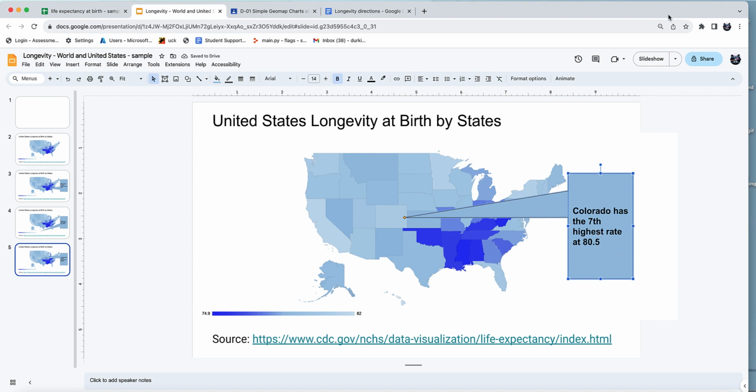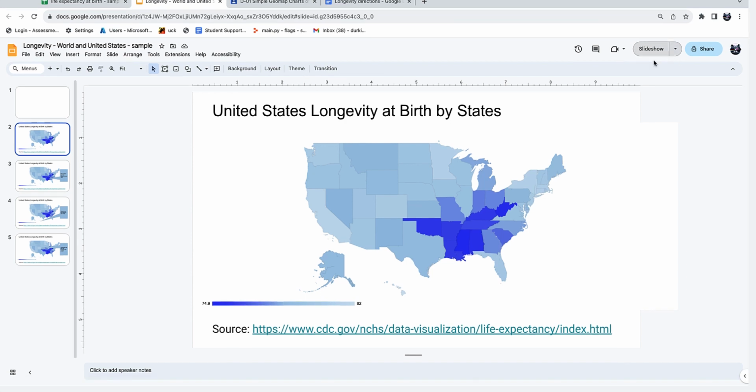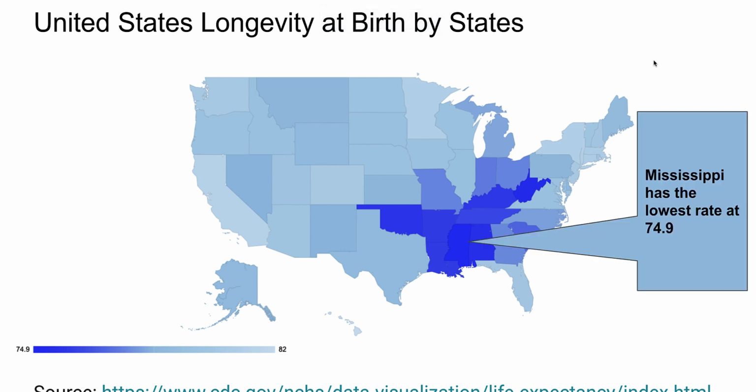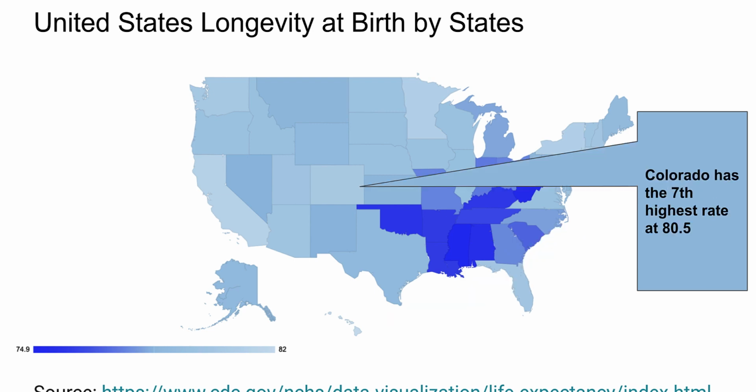So now you have this progressive slideshow, and you could animate this all on one slide, but it works a lot easier this way, I believe. So you have that, you talk about it, you go, hey, well, the worst is Mississippi, 74.9. The best is Hawaii at 82, and then Colorado's way towards the top at 7th highest rate at 80.5. And that's how you would impart this information visually.